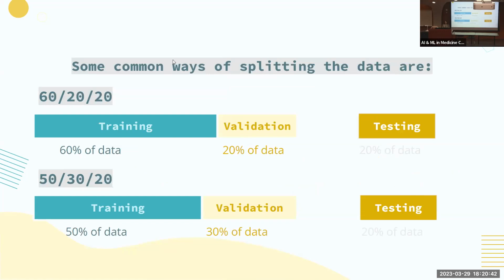And of course, there are different ways of splitting it. 60-20-20 is a pretty common one. 50% training, 30% validation, 20% testing is another common one. It really doesn't matter how you split it. You just want to make sure that you have enough data in the training set to train your model properly.